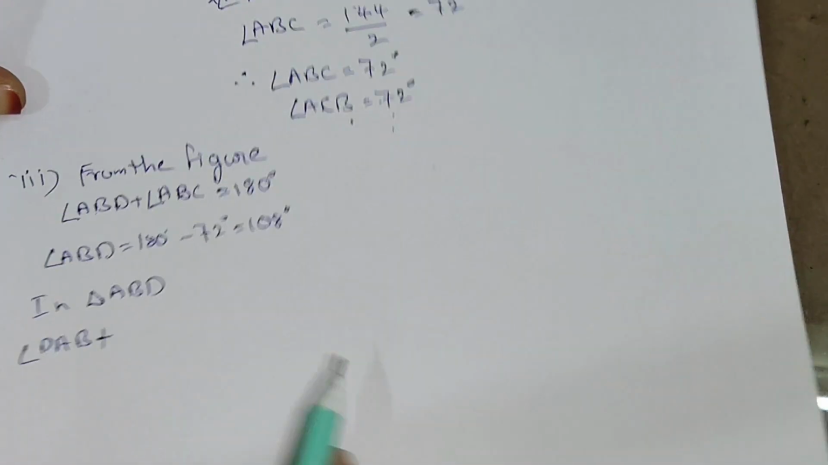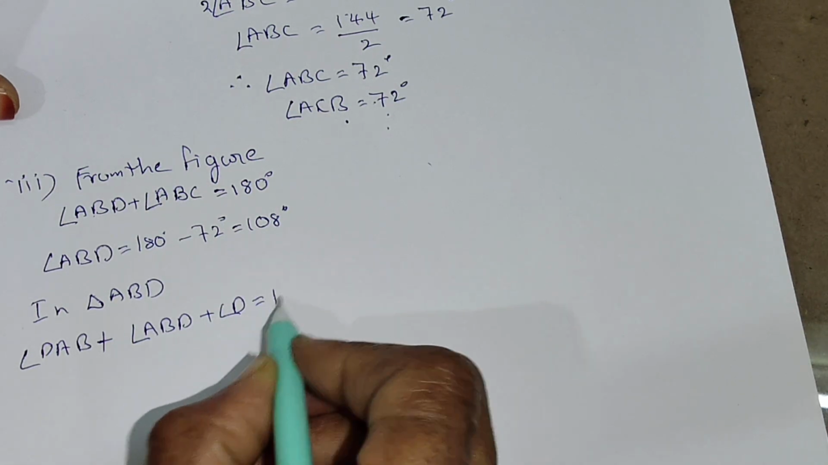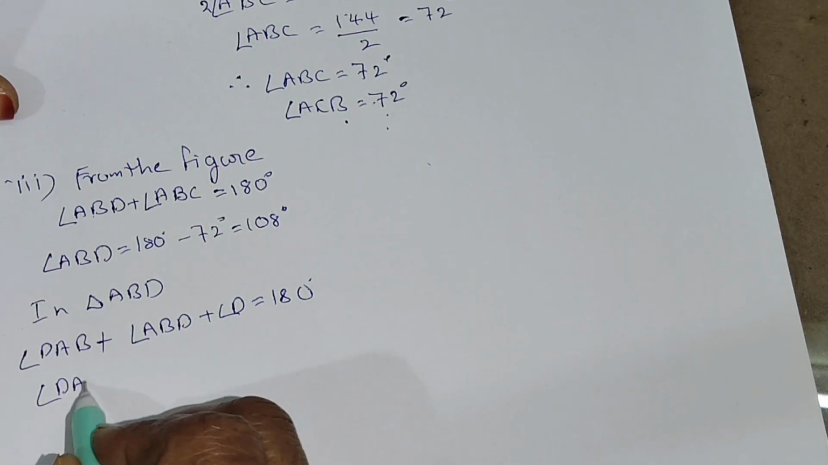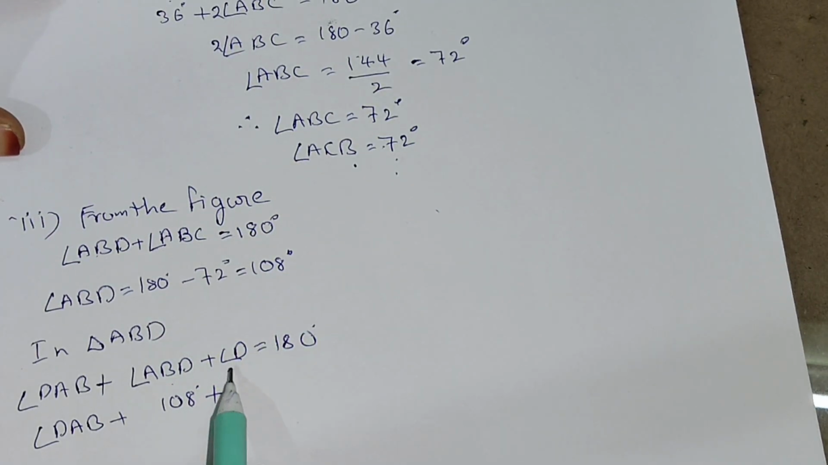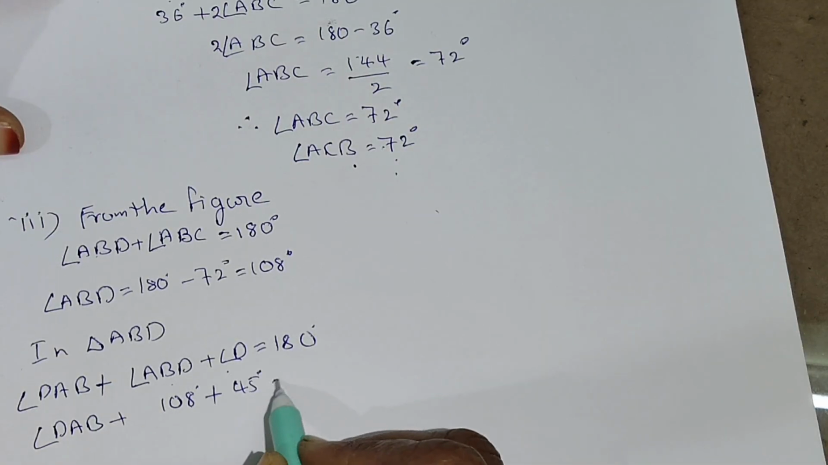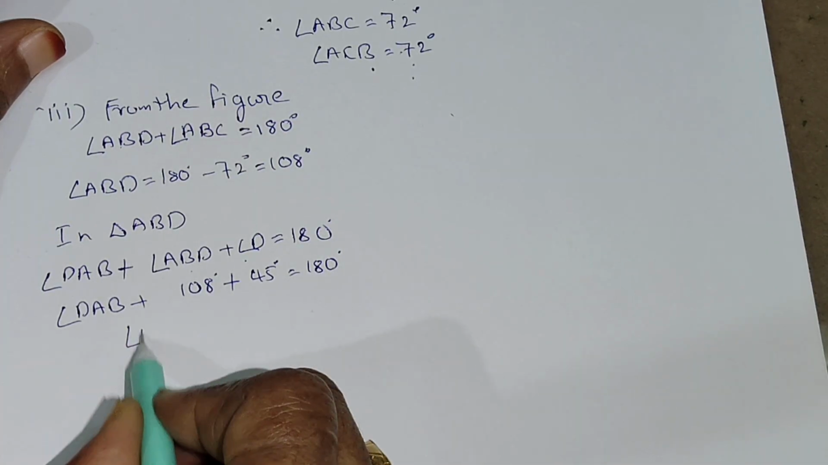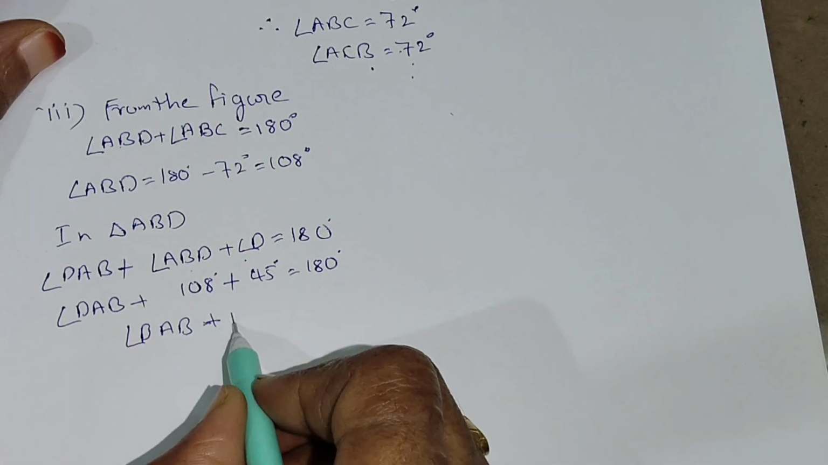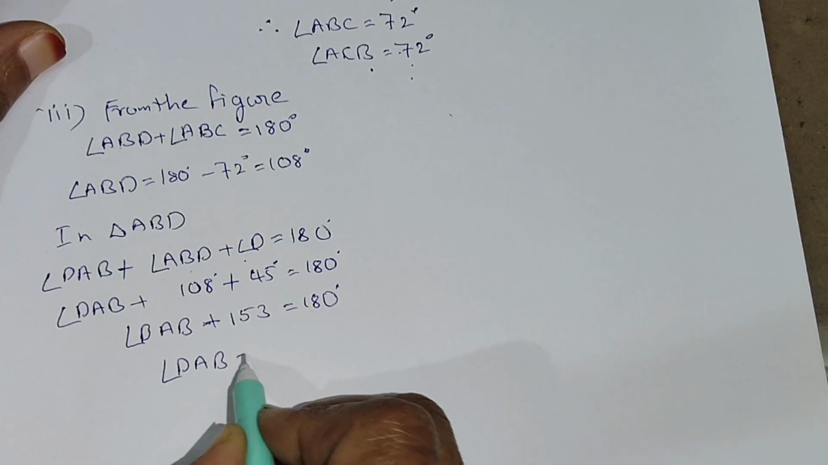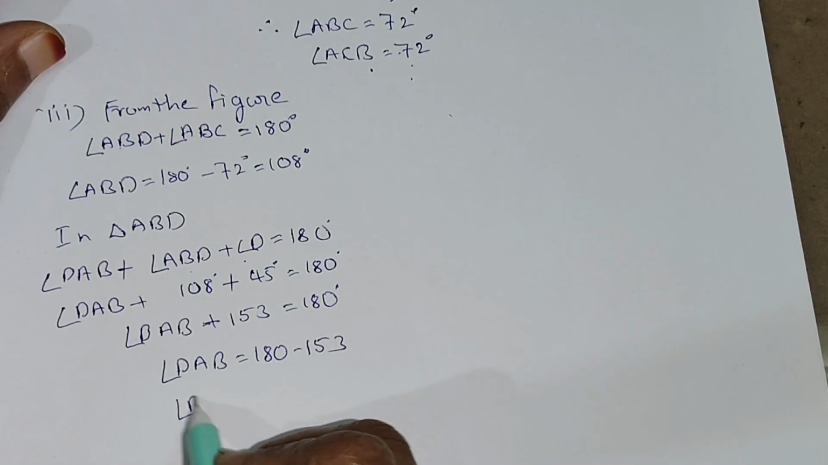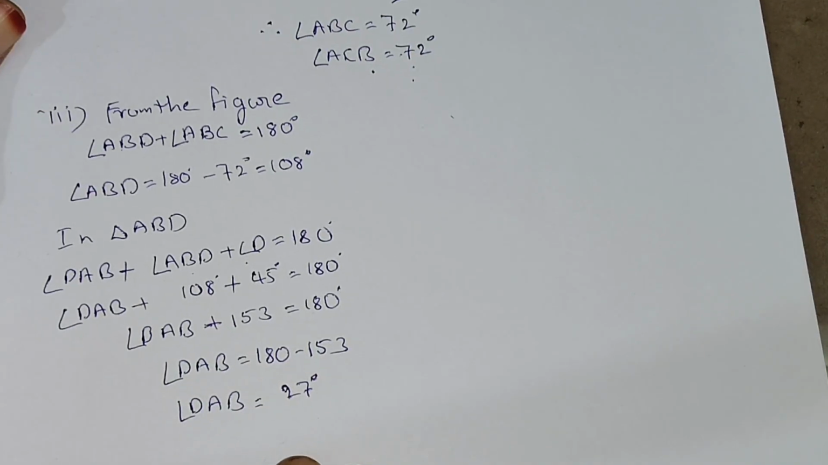So the third one: we write angle DAB plus angle ABD plus angle D equal to 180 degrees. We know these two angles. Angle ABD is 108, and angle D is already given in the question as 45 degrees. 45 plus 108 equals 153. So angle DAB plus 153 is equal to 180. So angle DAB equals 180 minus 153. Angle DAB is equal to 27 degrees. This is the third one.